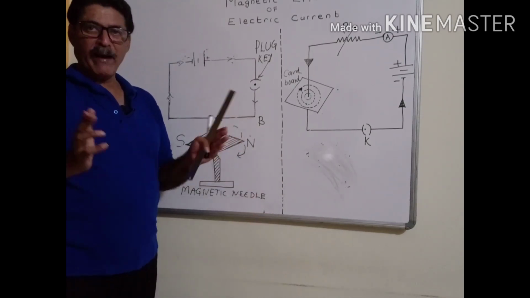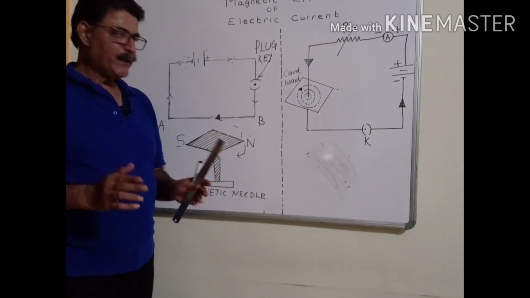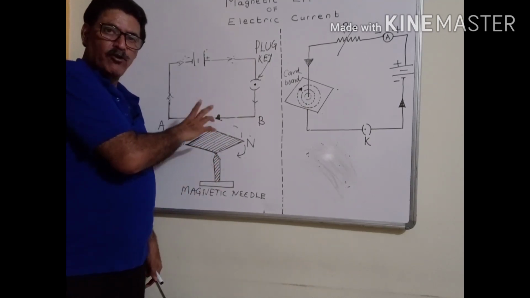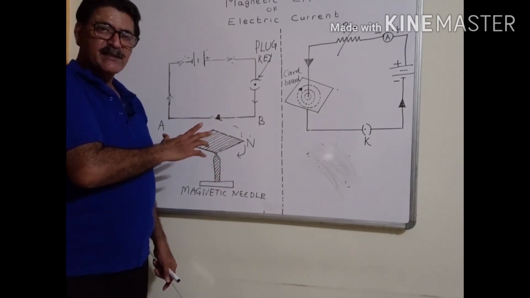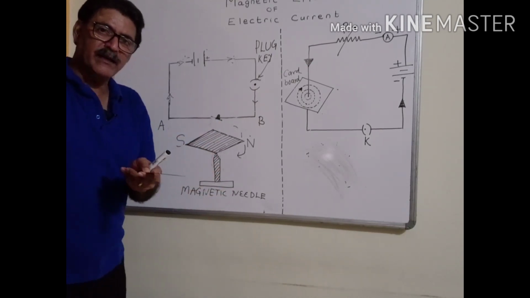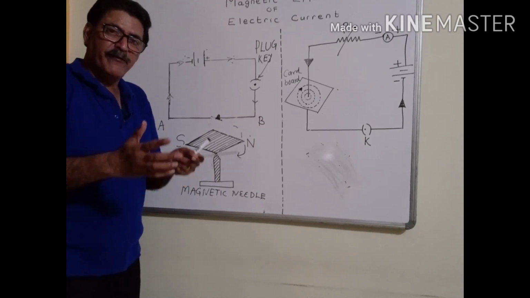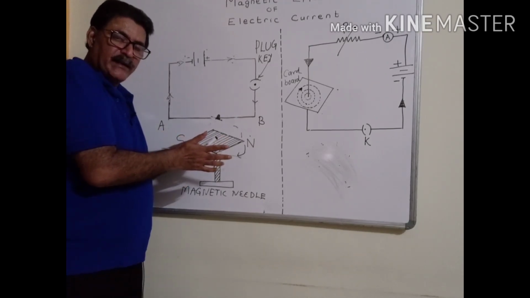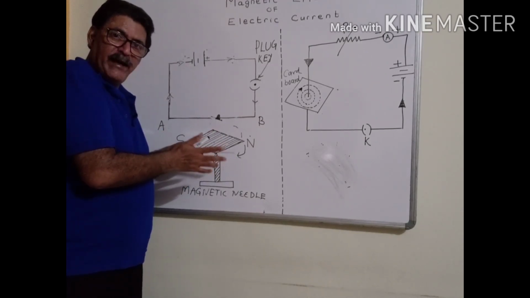That means the magnetic field produced in a region around the conductor is inversely proportional to the distance. As you go away from the conductor, the strength of magnetic field decreases. You come near the conductor, the strength of magnetic field increases.